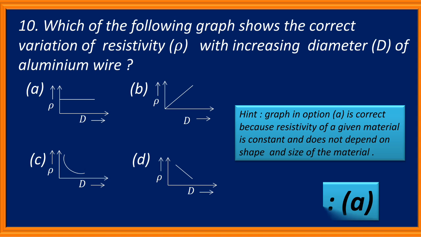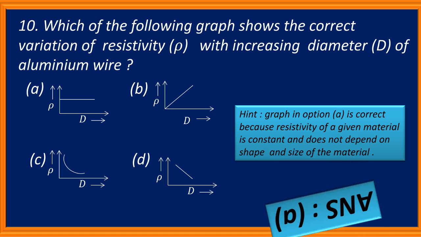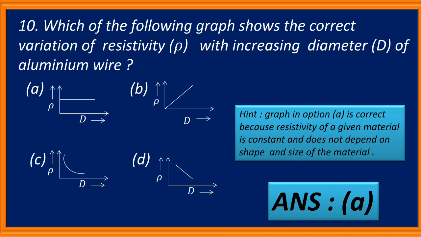Now question number 10. Which of the following graph shows the correct variation of resistivity rho with increasing diameter D of aluminum wire? Here you can see graph in option A is correct because resistivity of given material is constant and does not depend on shape and size of the material. So here the correct answer is A.